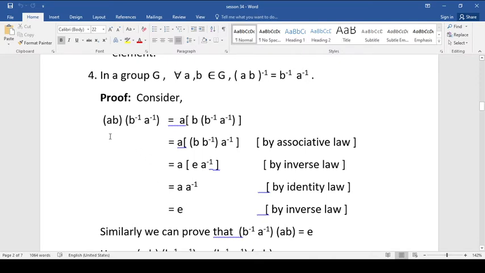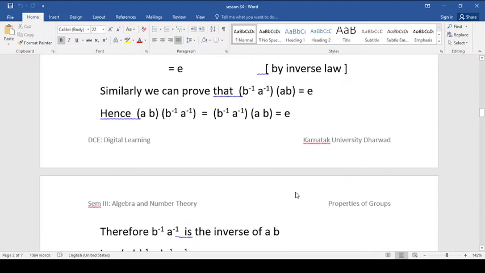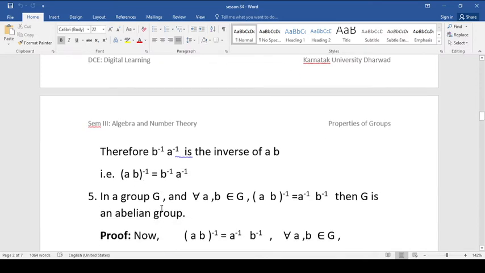See here, ab into b inverse a inverse means we got the element e. And similarly we can prove that b inverse a inverse into ab is also e. And hence we come to know that ab into b inverse a inverse is equal to b inverse a inverse into ab is equal to e. And therefore we can say that b inverse a inverse is the inverse of the element ab. That is, inverse of ab is equal to b inverse a inverse.